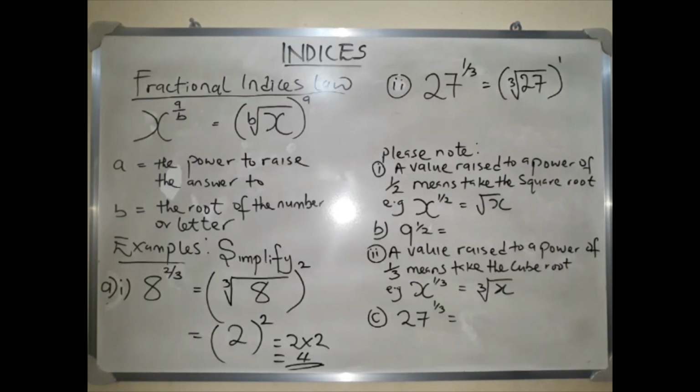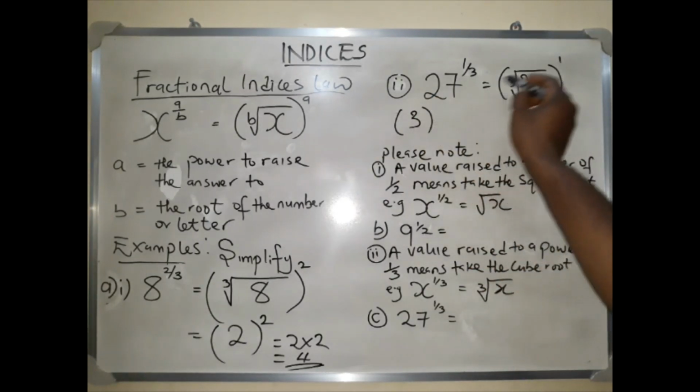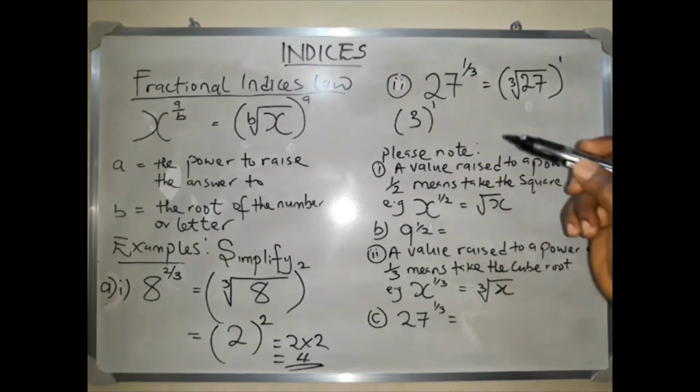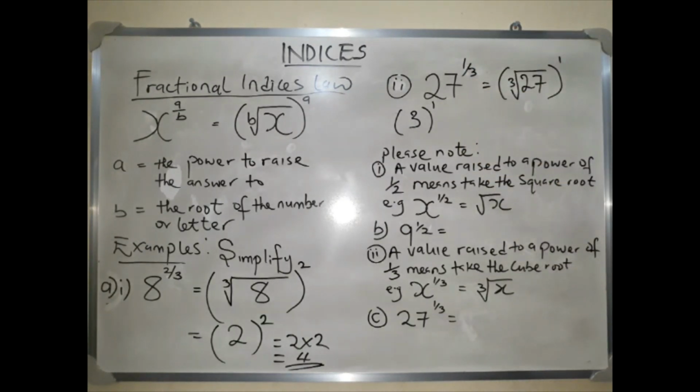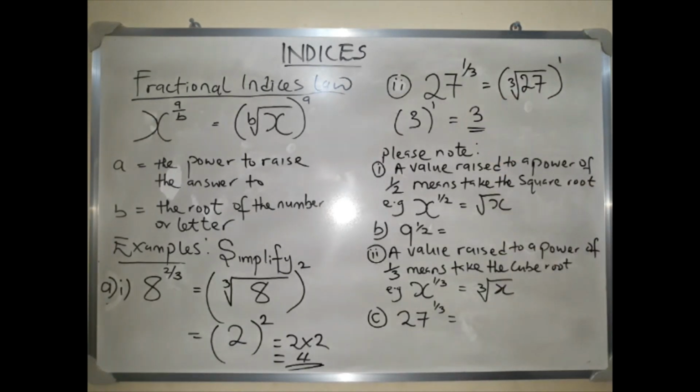So now what is the cube root of 27? The cube root of 27, like I said before, you think of a number that when you multiply it 3 times, it will give you what? 27. And that number is what? 3. So it is 3. The cube root of 27 is 3, raised to power 1. So, like I've said many times, any number that you raise to power 1 will still give you that same number. So 3 raised to power 1 will give you 3, which will now be your final answer.